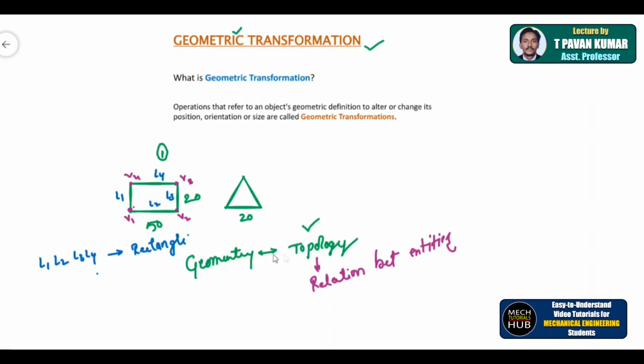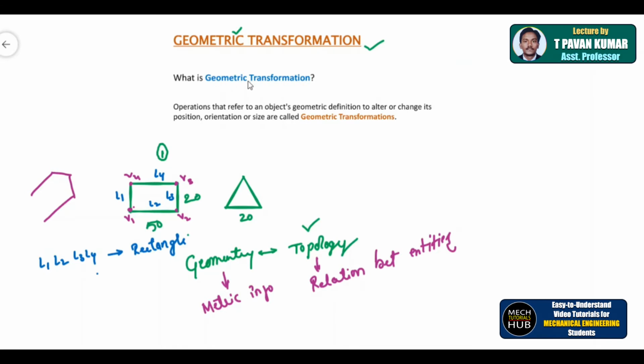So these two are interrelated. Geometry is what gives you the metric information. Unless you have both, it can never be called a polygon or a rectangle. Simply with 4 different lines, it can never be called any standard polygon. This is how the relation goes.